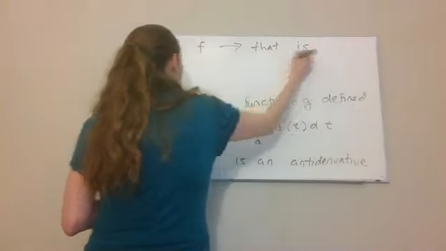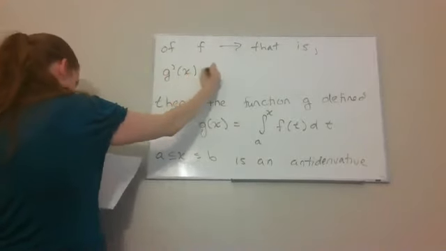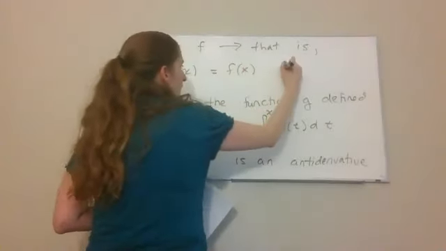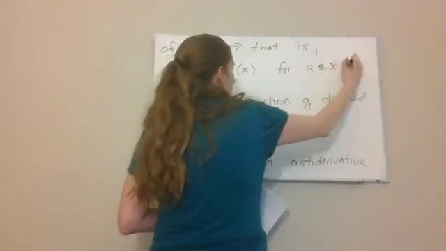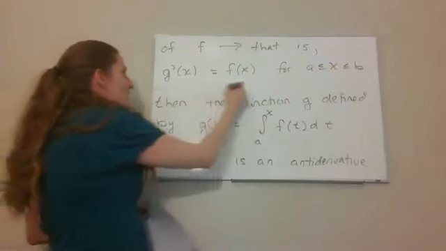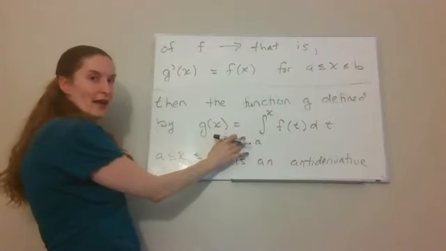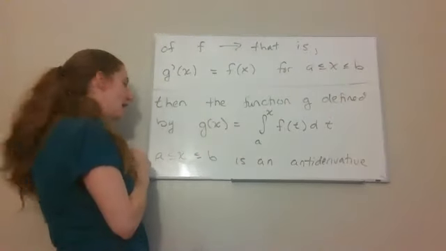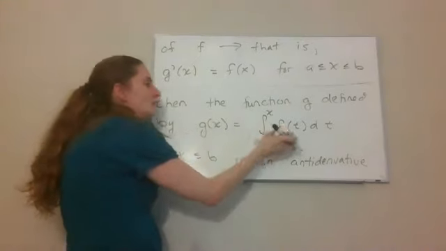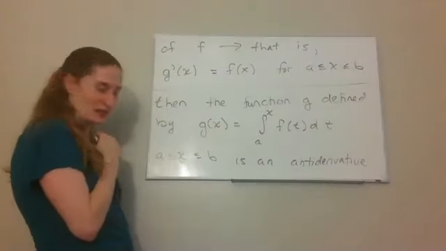In other words, the derivative of g is equal to f of x on our interval. So what this is saying is, if we have a function defined as an integral from a to x of another function, and I need to find the derivative of this g, it's exactly equal to this function that I was taking the integral of with the x plugged into it.